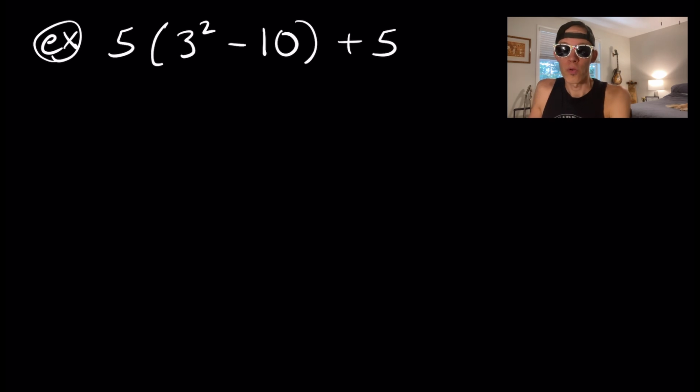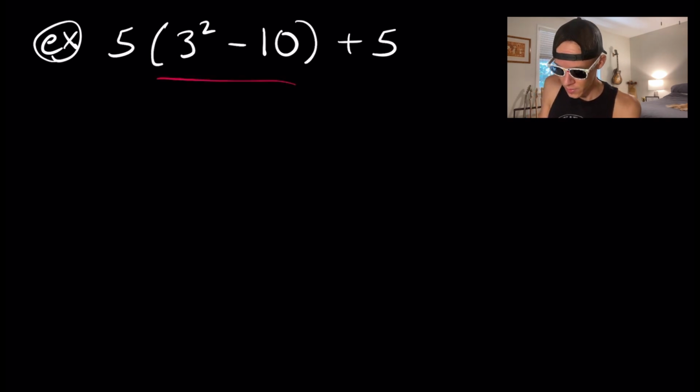I want to do some more order of operations practice, but this time incorporating negative numbers so we can get practice using the order of operations rules and the negative numbers rules together with each other. So here we got 5 times parentheses 3 squared minus 10 plus 5.